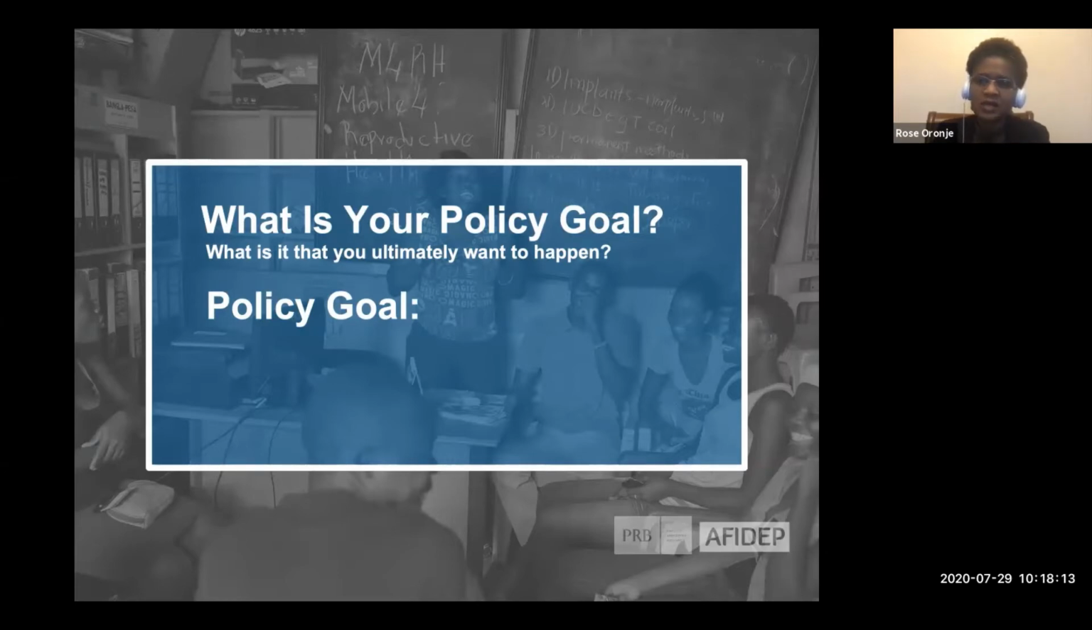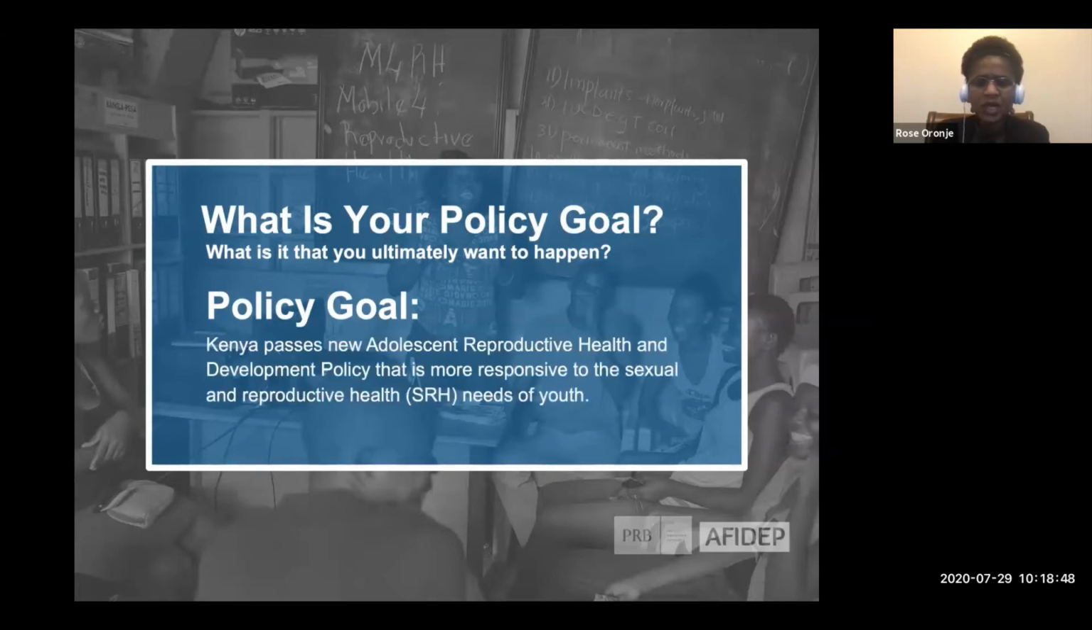At policy level, you might want to bring about an increase in budgeting for a particular issue. You might want to bring about a new policy, maybe because there's no policy on an area that has been neglected, or there's a policy that you want changed or updated because of other emerging things. You're thinking of the overarching, ultimate goal that you want to achieve, and you want to define that clearly so that you don't get into doing other things without being clear on what your goal is.